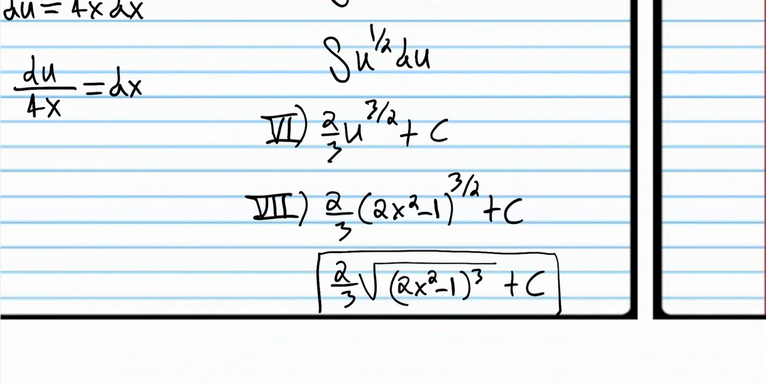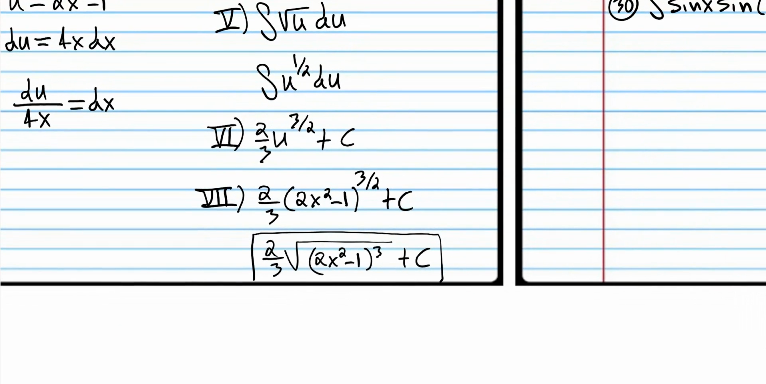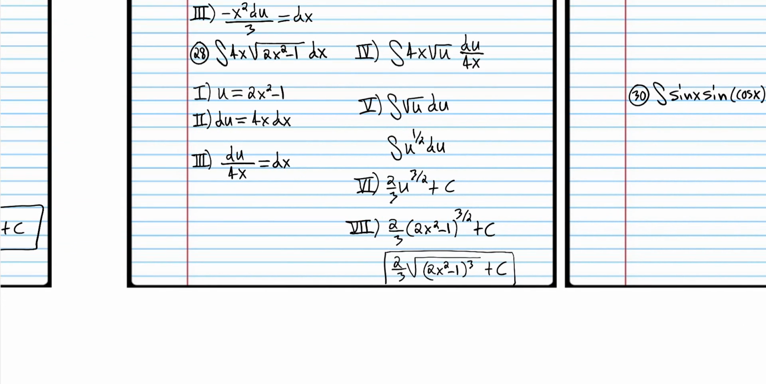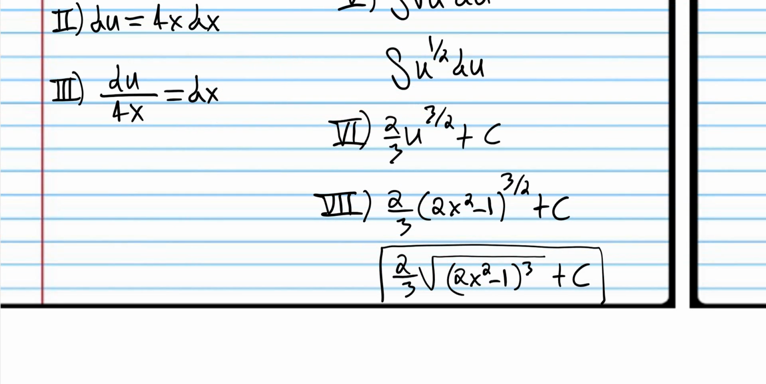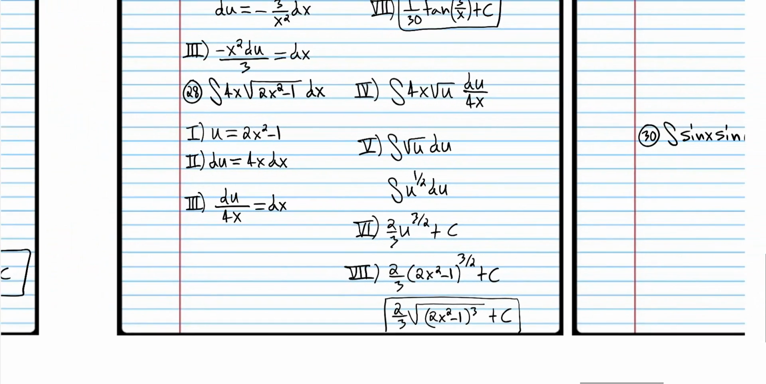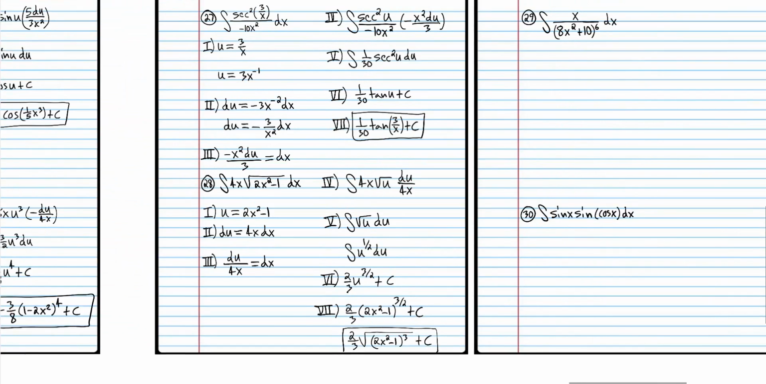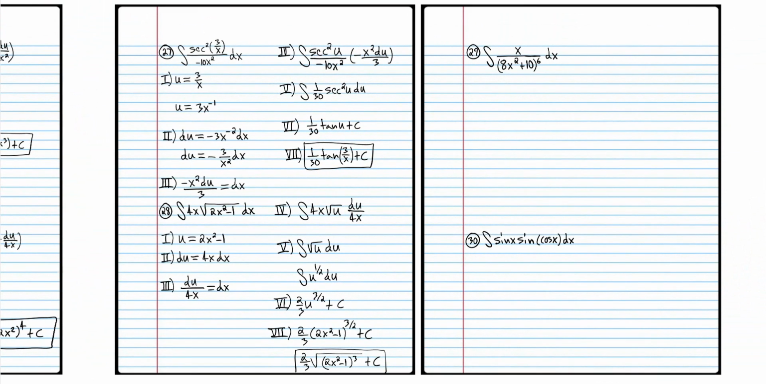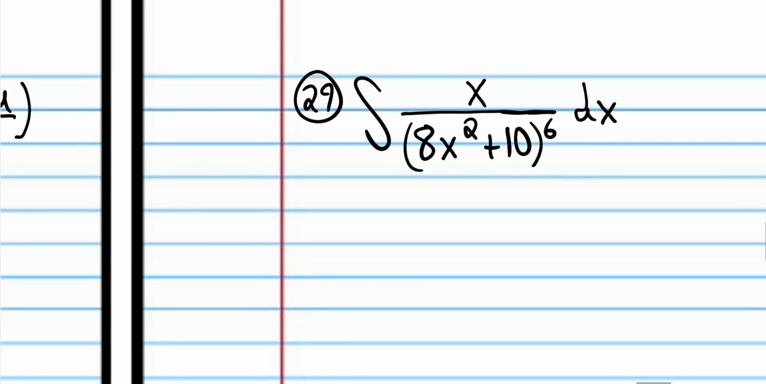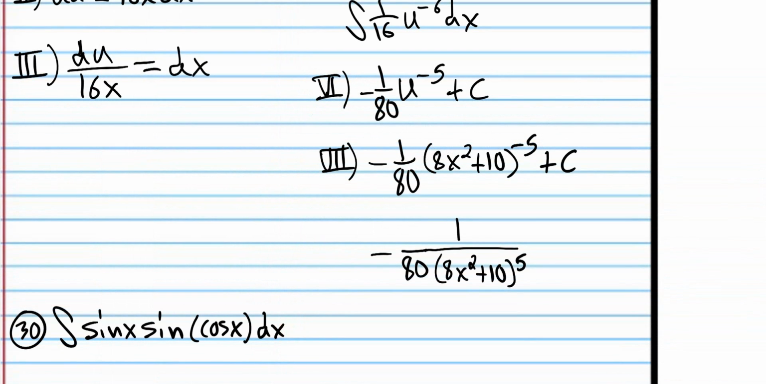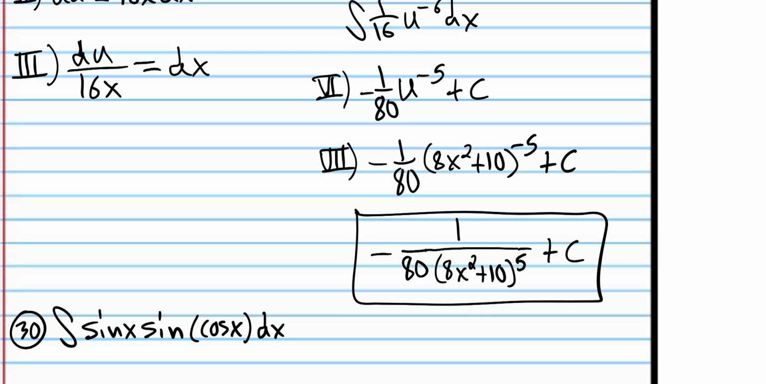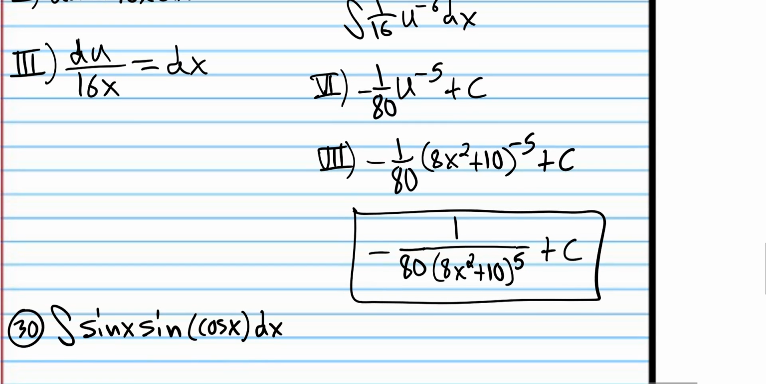Okay, we're back. So there you go. If you find the derivative of this expression, you should get the original expression. So if you got that right, good job. Now I want you to try number 29, and when you come back, we'll do it together. Okay, we're back. So there you go. So if you got that right, excellent.